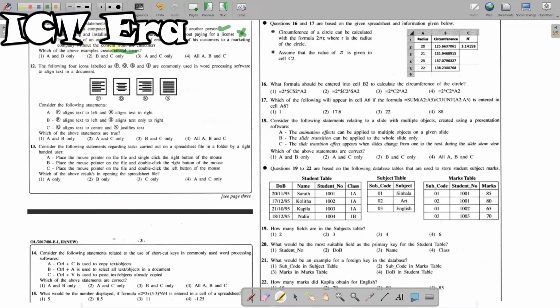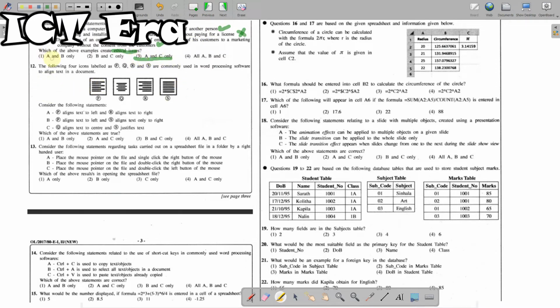So a license is not required for the user to use it. Okay, so see, the manager of an online shop selling a list of email addresses of his customers to a marketing company without the consent of the customers. So this is also an ethical issue. So the answer is A and C only.